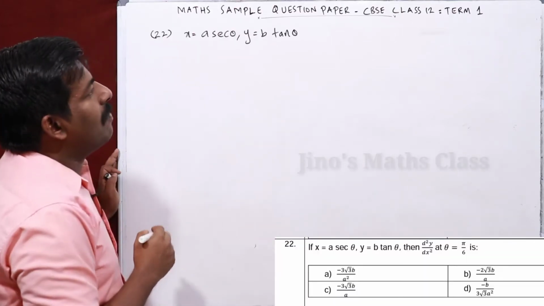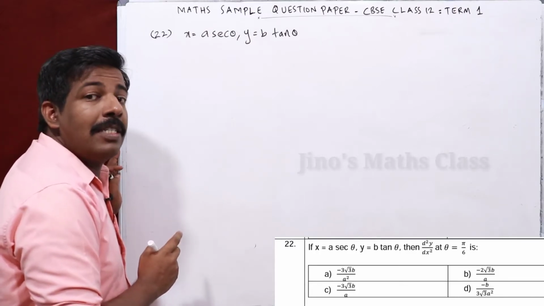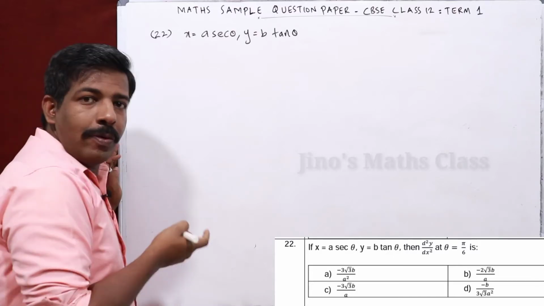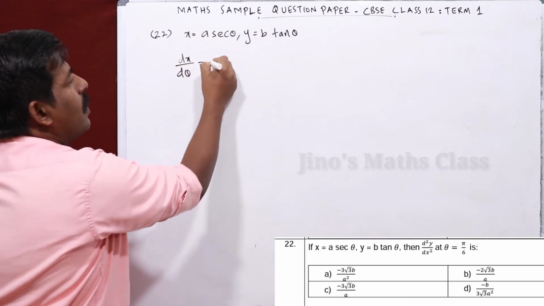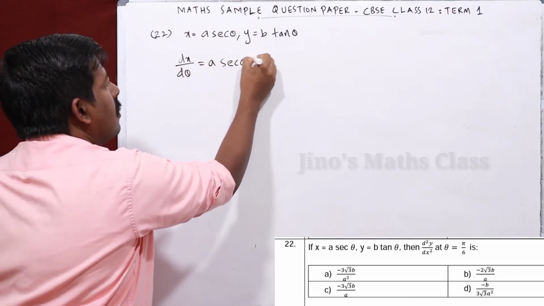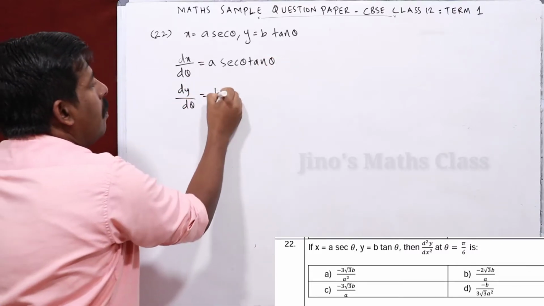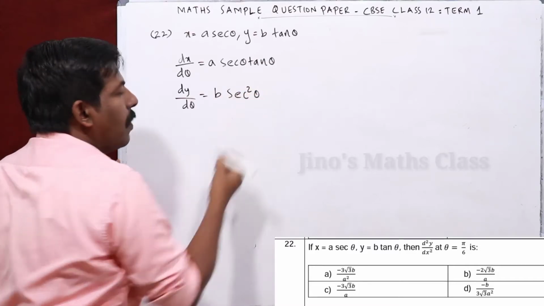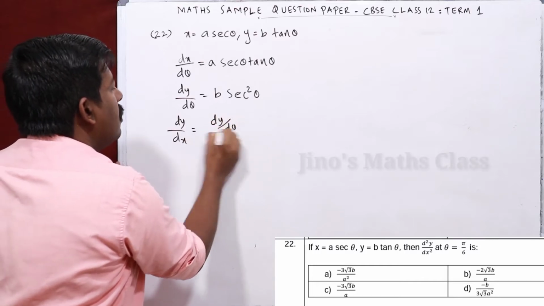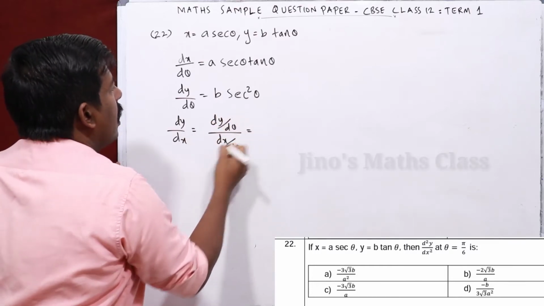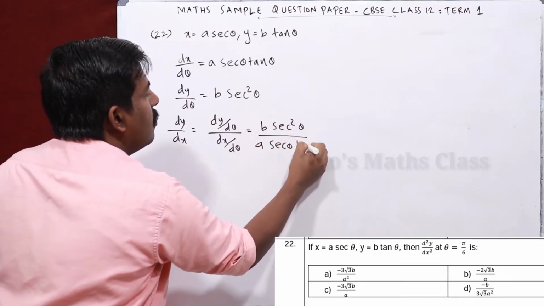22nd question. Here x and y are given in terms of theta, and they are asking to find the value of d square y by dx square at theta equal to pi by 6. So here we have to apply parametric differentiation. For that we first find dx by d theta, which is a into the derivative of sec theta, that is sec theta tan theta. Now dy by d theta is b into the derivative of tan theta, that is sec square theta. dy by dx is the ratio of dy by d theta and dx by d theta, that is b sec square theta divided by a sec theta tan theta.